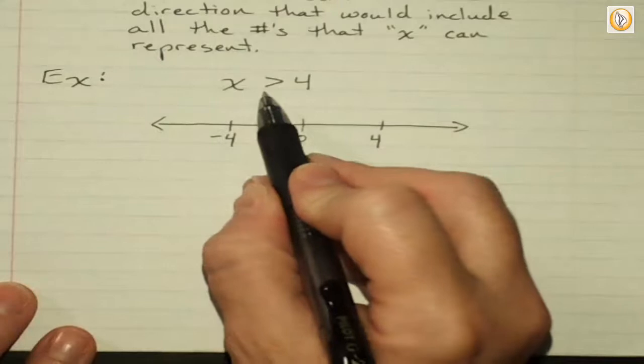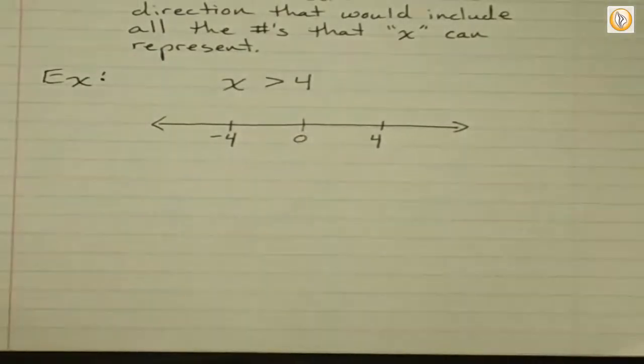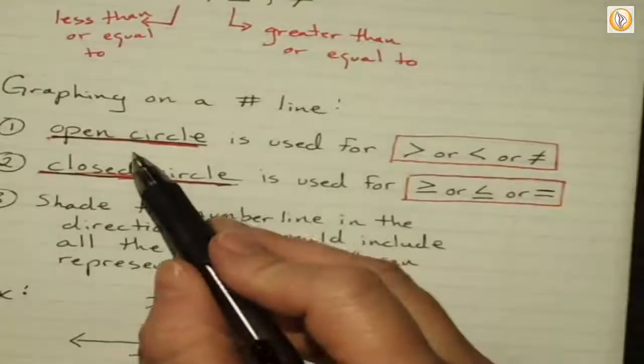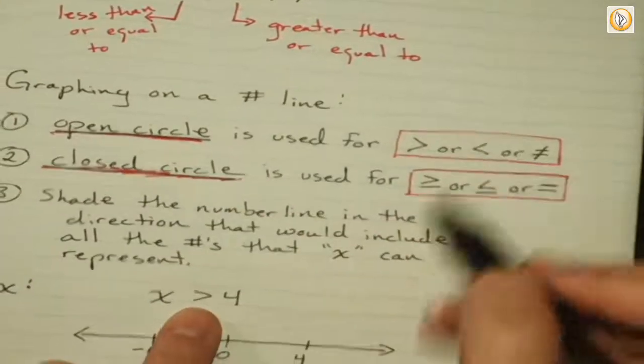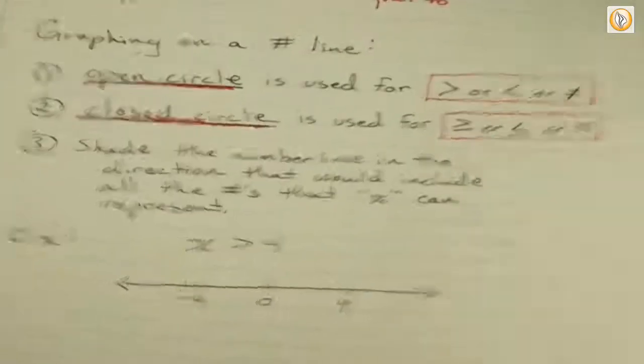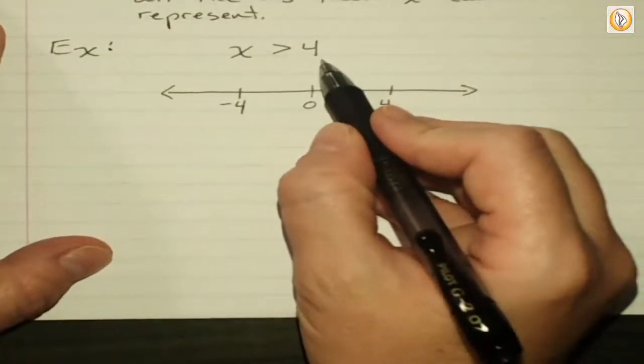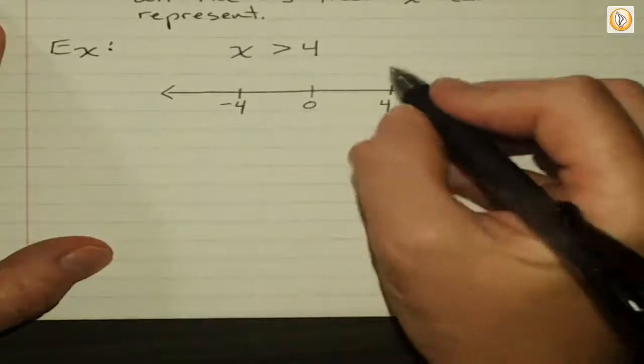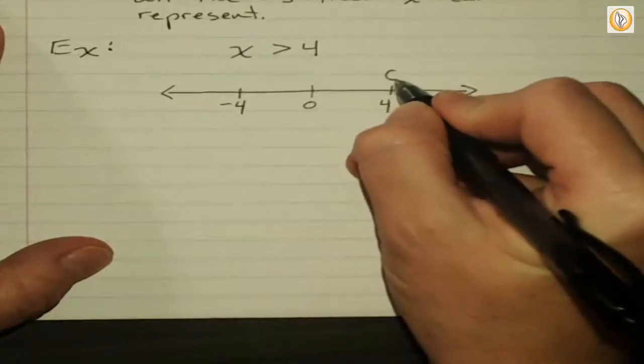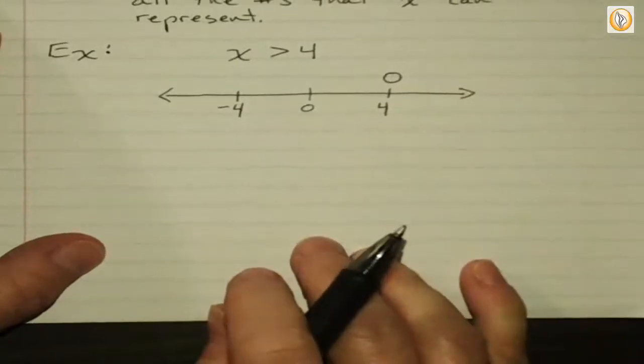Look at this sign. Am I going to have an open circle or closed circle? Raise your hand. Tanner? Open. Open circle has these signs, and there it is. So open circle. That is a positive or negative 4? Positive. So I'm going to put my open circle above the 4.